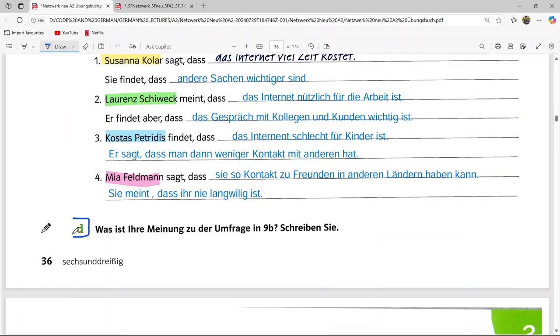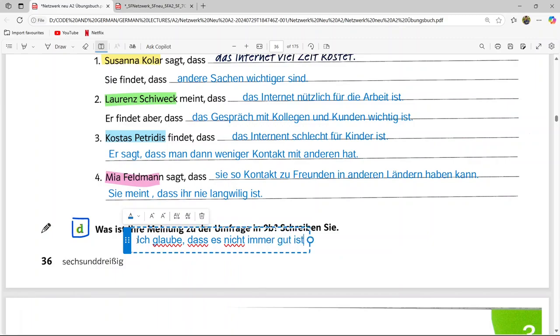Next task. Was ist Ihre Meinung? Die Umfrage in 9b. Schreiben Sie. So what is your opinion? You try to write. So let us give opinion. This is how we can write. Ich glaube, dass es nicht immer gut ist. So I think that it is not always good. What is always not good? To be online. So online zu sein.